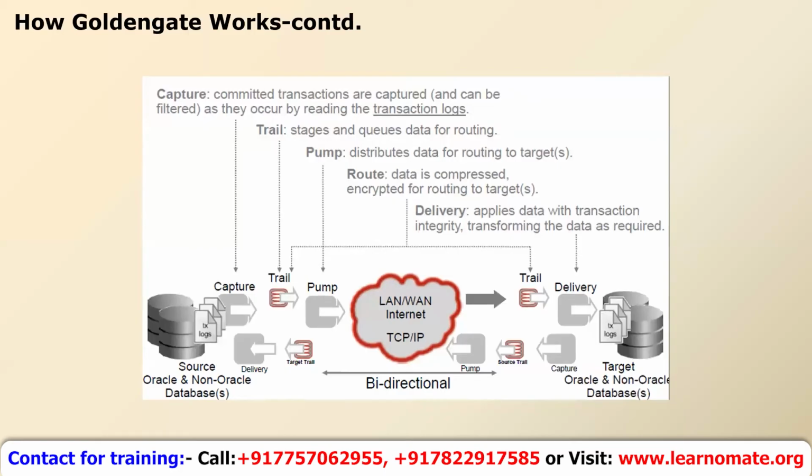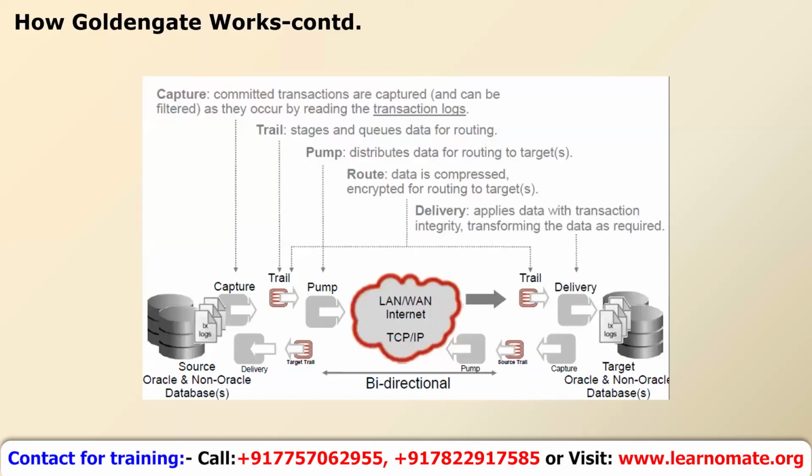GoldenGate also works in bidirectional mode. Bidirectional means both sites will be live. I always say bidirectional is nothing but two-way unidirectional with some considerations. So whatever transaction now happens on site B, the extract process will capture it from the transaction logs and write it to the local trail. The pump process will read the data from the local trail residing on site B and write it to the site A remote trail. And once the data becomes available in the remote trail on site A, the replicate process will read the data and write it to the target database, the site A database.